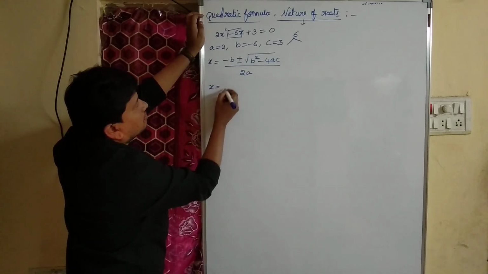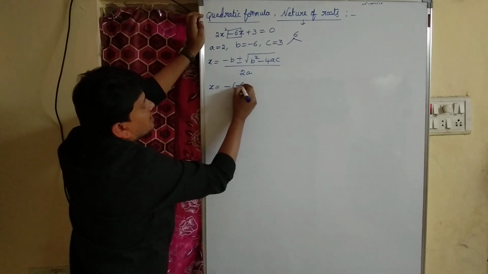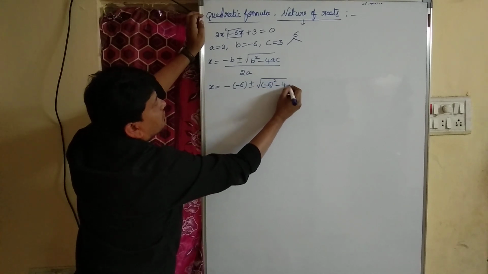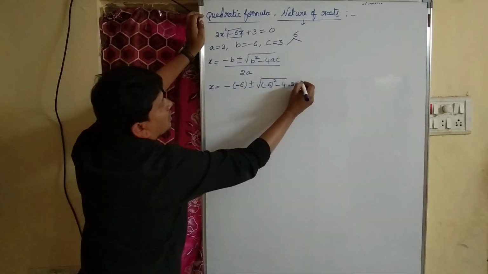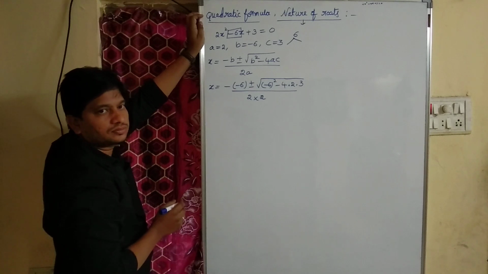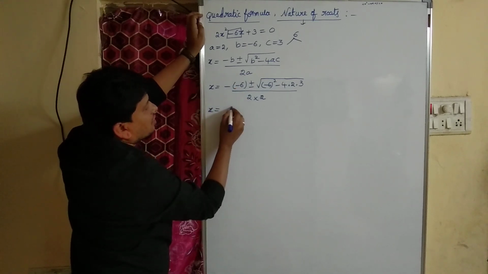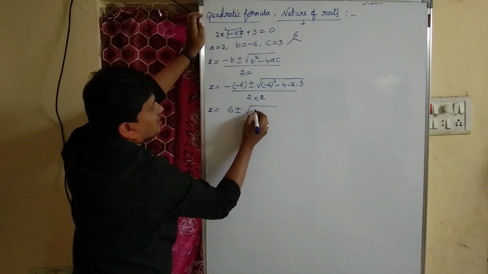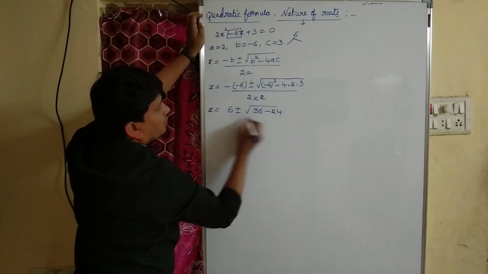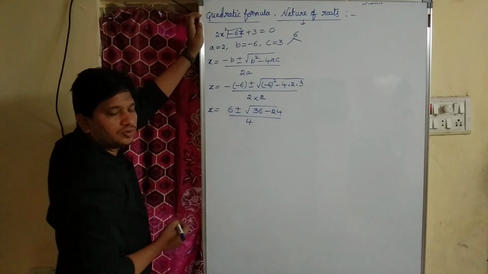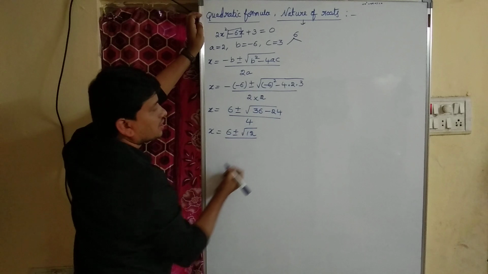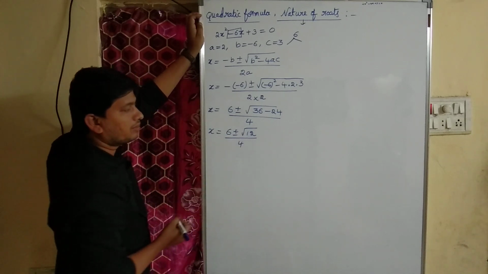So x equal to minus b plus or minus root over b square minus 4ac by 2a. The value of b is minus 6, a is 2, c is 3. So x equal to minus into minus 6 plus or minus root over 6 square is 36, minus 4 into 2 is 8, 8 into 3 is 24, divided by 2 into 2, that is 4.